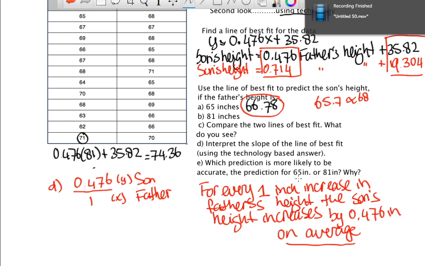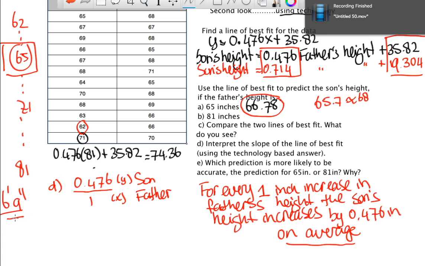And then the last part is, what do you think is more accurate, 65 or 81? Okay, so 62 to 71, and then we made a prediction around 65. So that one should probably work, because it's right in the data range that we have. And 81 is way down here. So if you have to pick, you should really say this is the one that's more accurate. It fits within the data set, so the prediction should probably come out. 81 does not work. By the way, 81 is 6 foot 9 inches. That's how tall I am. And you can see that the son's height isn't anywhere near it. All right? Thanks.